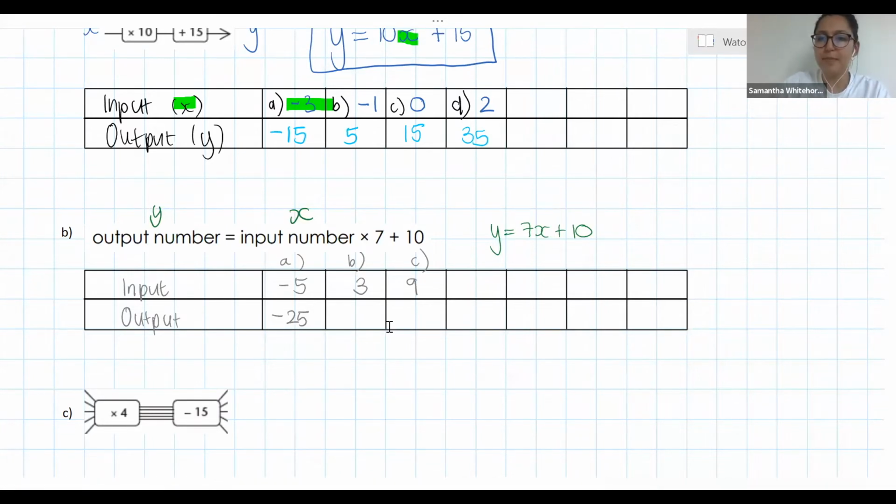Well done. Papedi, tell me the output when my input is 3. Ma'am, I said 3 times 7 equals 21, plus 10 equals 31. Excellent. Well done. 31. And again, it has been explained. Hopefully we all understand how we get there. Well done. Unati, what is the output for the input of 9? Okay, so I did 7 times 9 equals 63, plus 10 equals 73. Excellent. Well done.